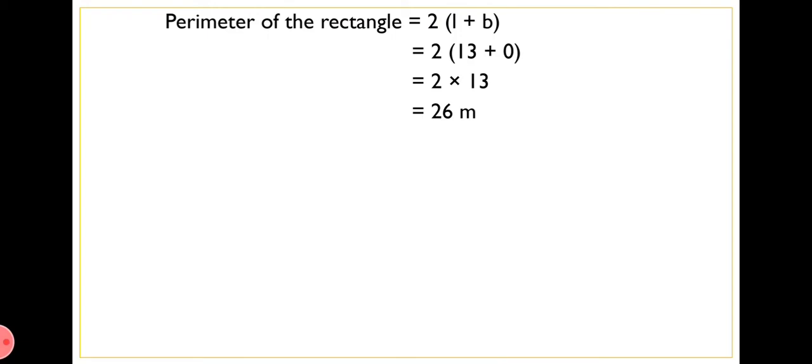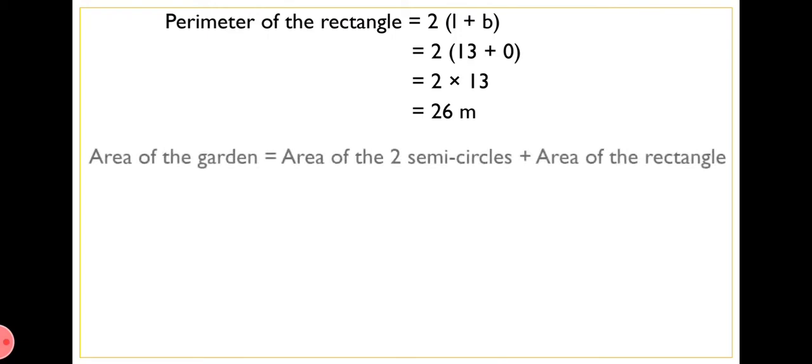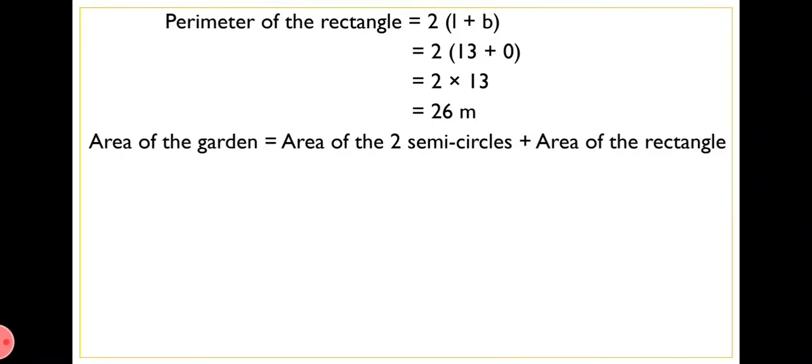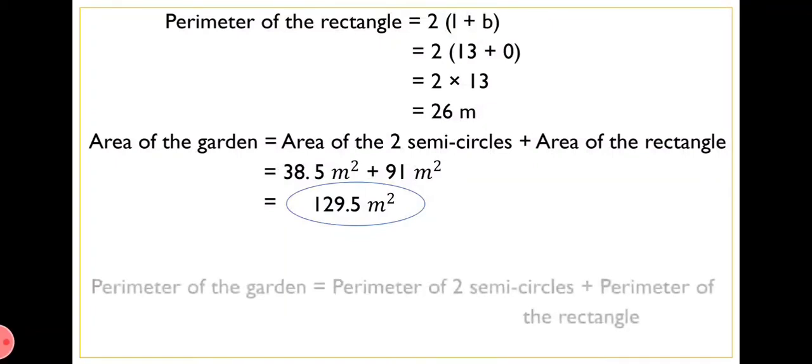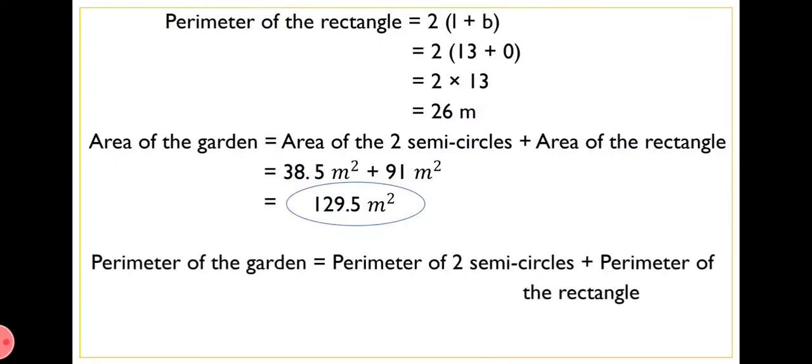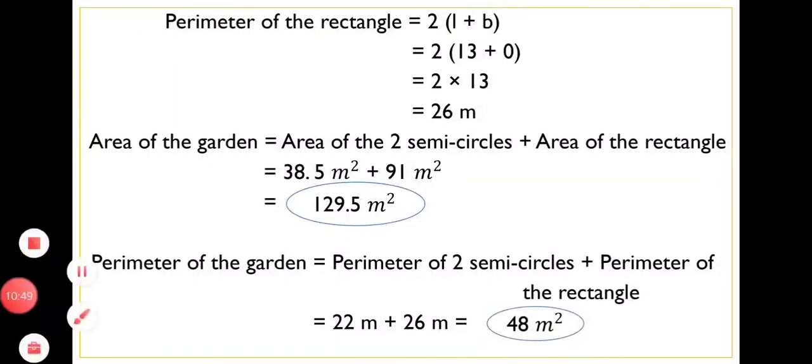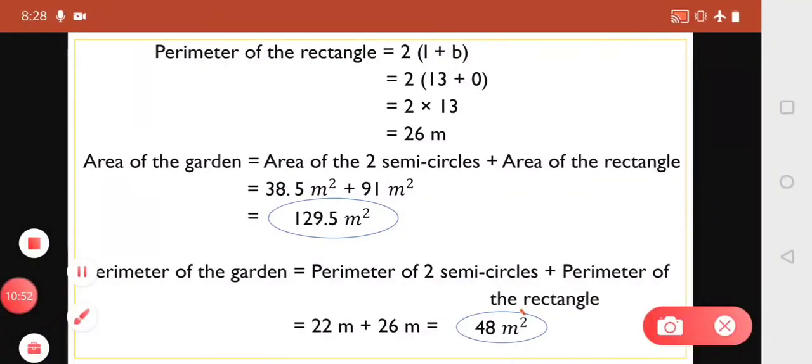Now let's find out the area and perimeter of the garden. So area of the garden equal to area of the two semicircles plus area of the rectangle, that is equal to 38.5 meter square plus 91 meter square, that is equal to 129.5 meter square. Similarly, perimeter of the garden equal to perimeter of the two semicircles plus perimeter of the rectangle, that is equal to 22 meter plus 26 meter, that is equal to 48 meter. It should come as meter. Square will not come, dear students, because perimeter is only a single unit. This square will not come. Please take care.